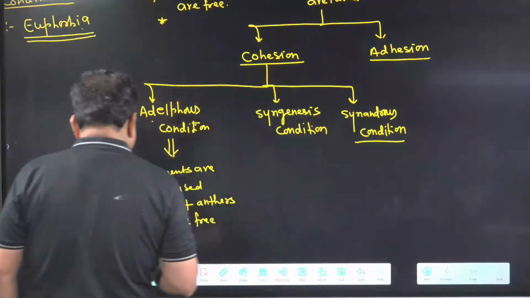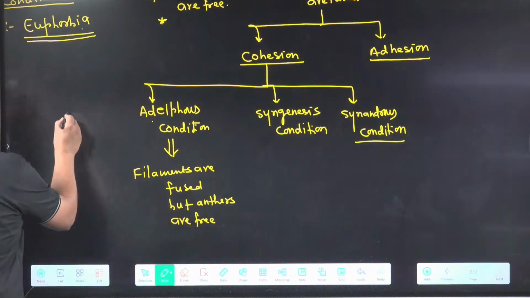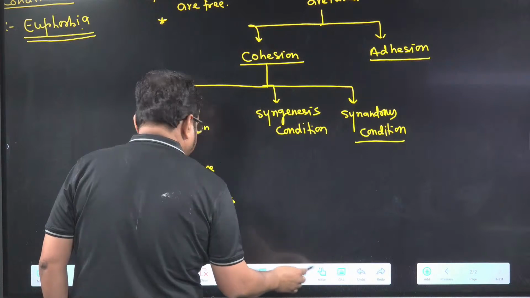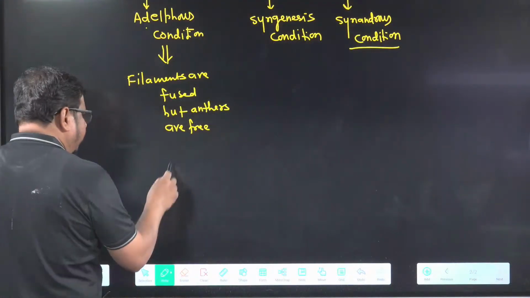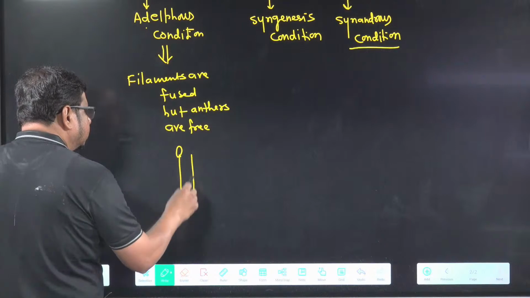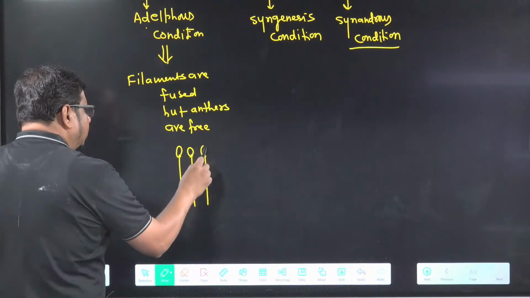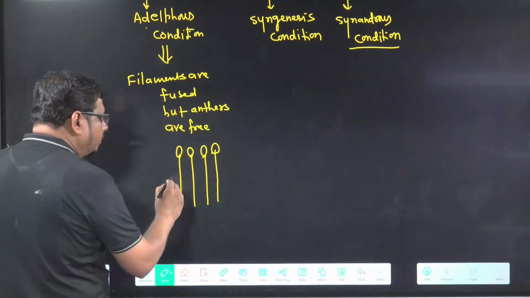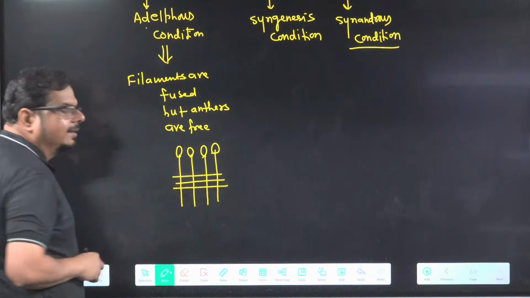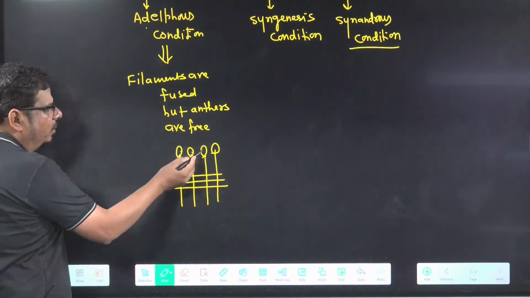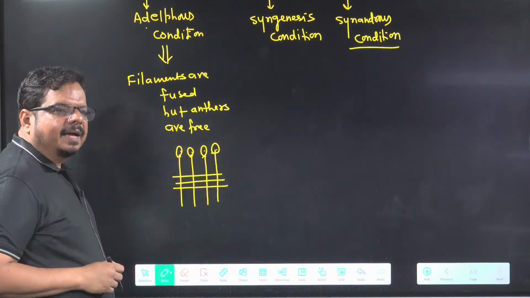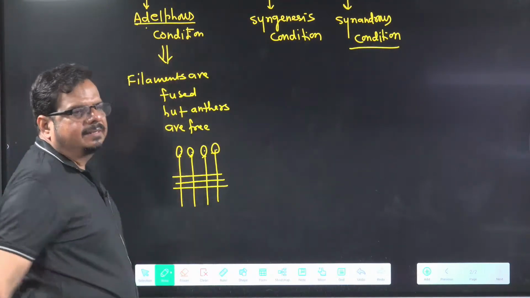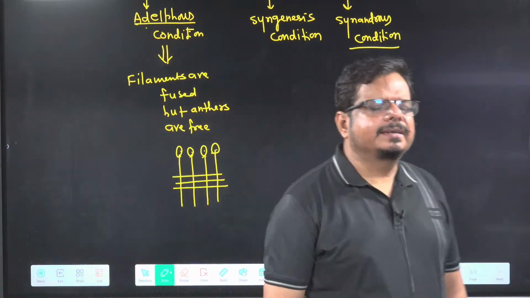Got the idea? I just want to tell you, I am making one stamen, I am just drawing, no problem. Suppose I am taking one stamen, 2 stamens, 3 stamens, 4 stamens, and I am showing which part is fused together. Filament is fused. Who is free? Who is not attached together? Anthers are not attached together. Such a particular condition is called which one? Adelphous condition.